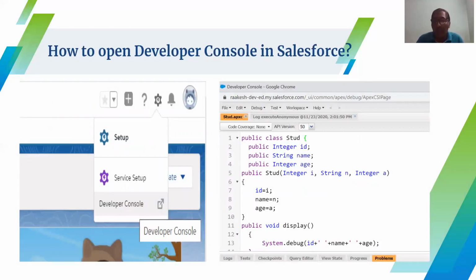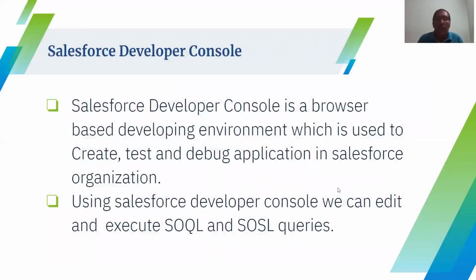How to open the developer console in Salesforce? You just log into salesforce.com by entering your credentials, then it will take you to the setup page. After going to the setup page, on the top you can see a gear icon. Click on the gear icon and you get a menu. On that menu, you have something called developer console. Click on the developer console and it will take you to the developer console like this. Got it? So using this developer console, we are going to write the code and test it.